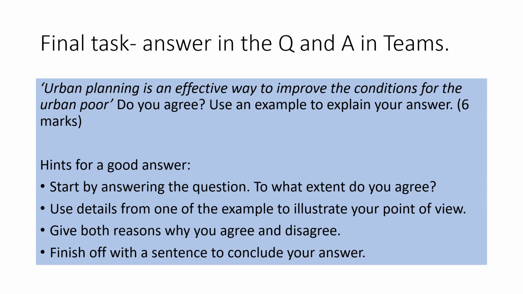Give both reasons why you agree and disagree, so make your answer balanced. Give ideas why it has been effective and why it hasn't been effective in improving people's lives. And finish off with a sentence to conclude your answer. Now you might choose to just do it on one area, such as the Favela Bairro project. But write your answer, send it to your teacher in Q&A, and then we'll be able to give you a mark out of 6 and give you any key feedback.